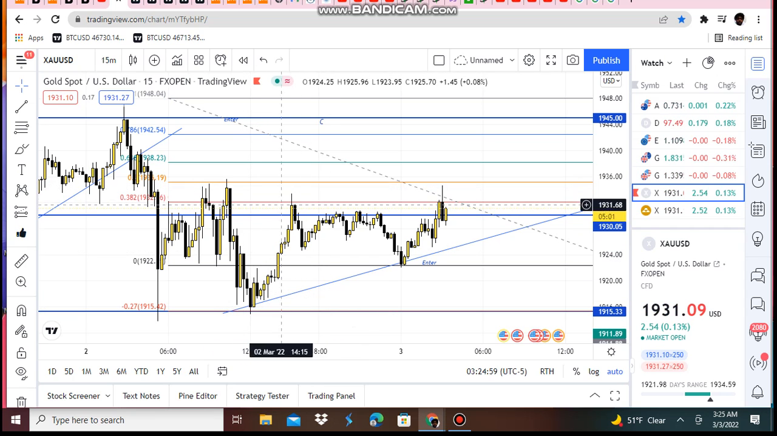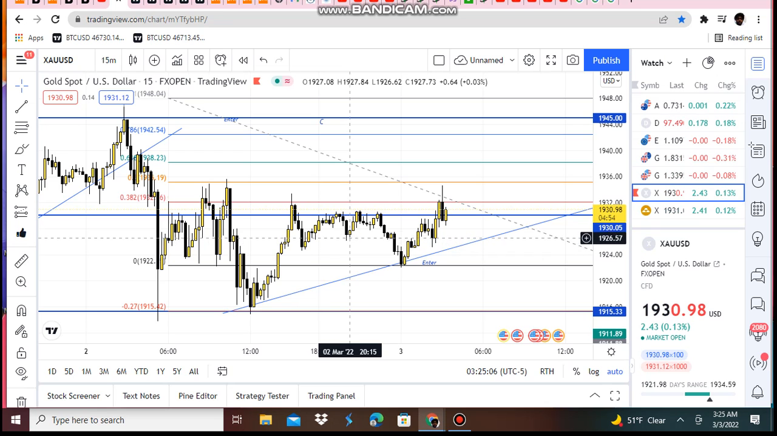It stopped out at 0.382 and headed back down to 1924. And it does the same thing here. 1930, heads back down to 1926.